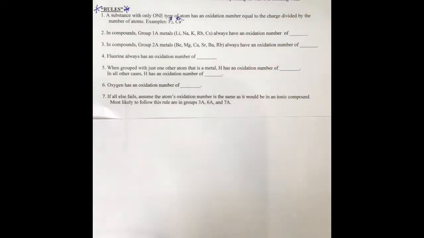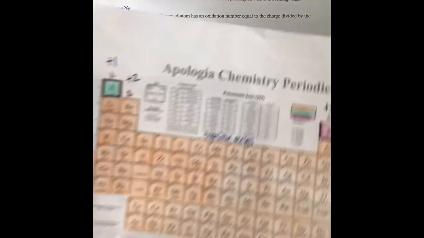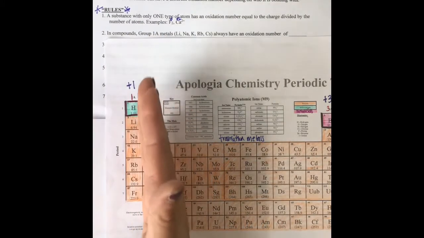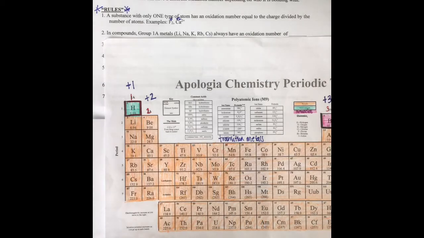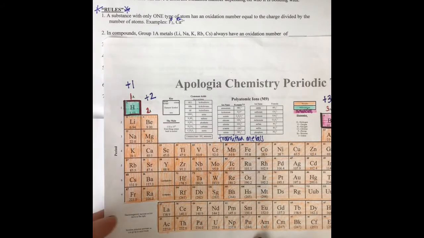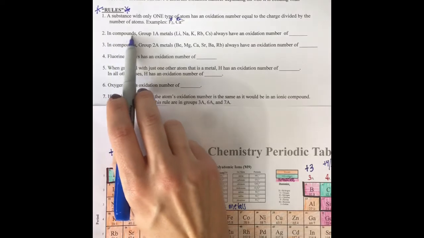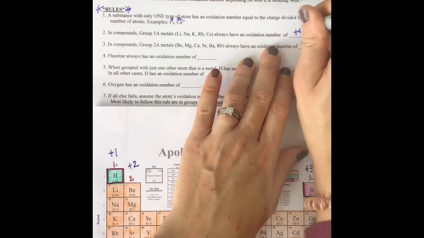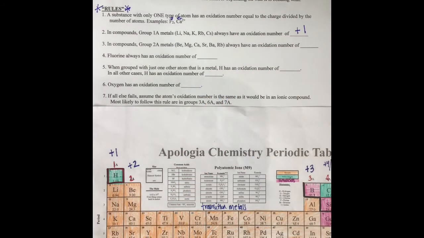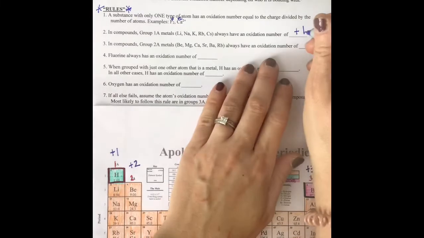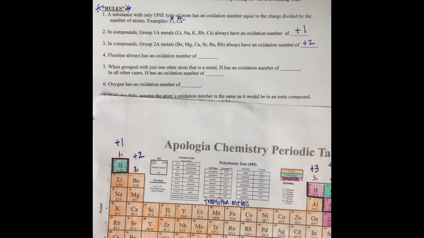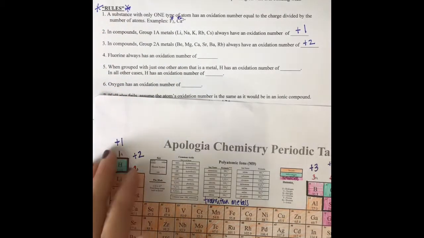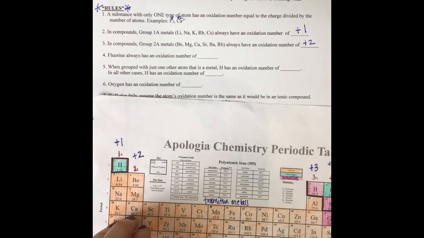Our second and third rules deal with the first 2 columns on the periodic table. Okay, remember that these metals like to give up their electrons. Okay, they like to be positive. And so it says in compounds, group 1A metals are going to have an oxidation number of +1. And group 2 metals are going to have an oxidation number of +2. These 2 rules are really nice because these guys follow the rules most of the time.